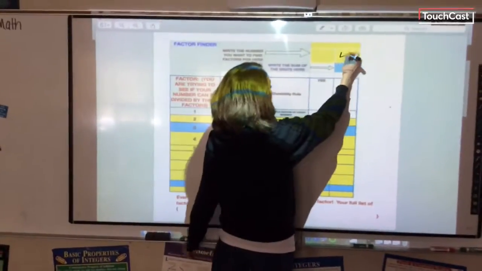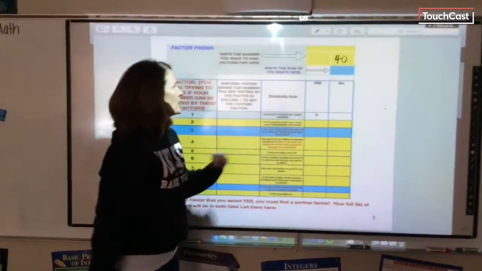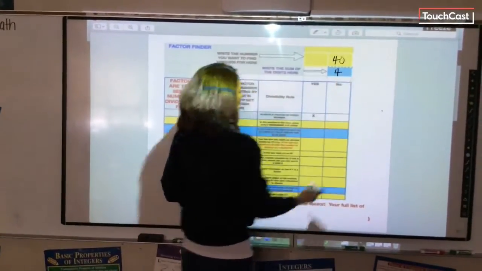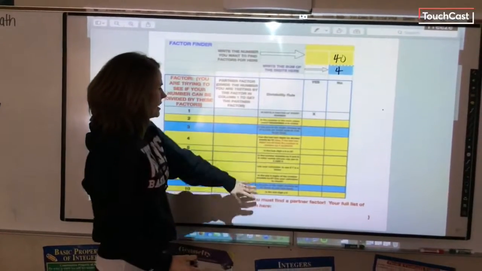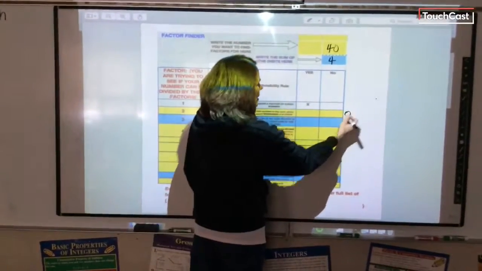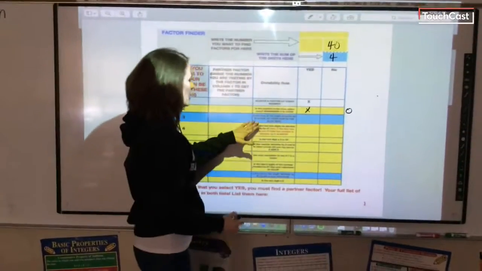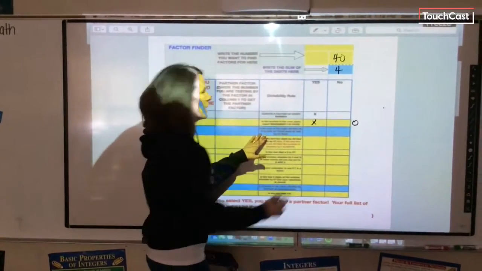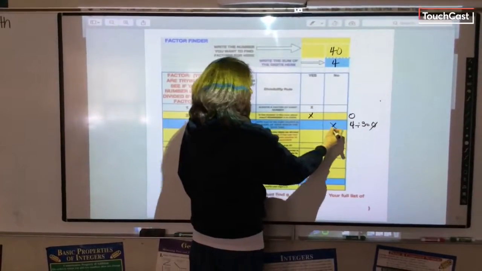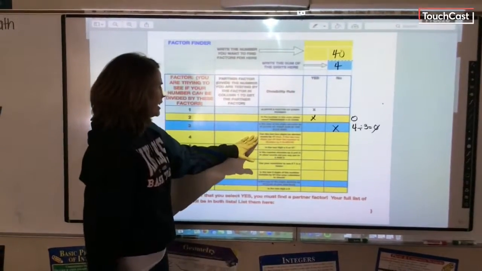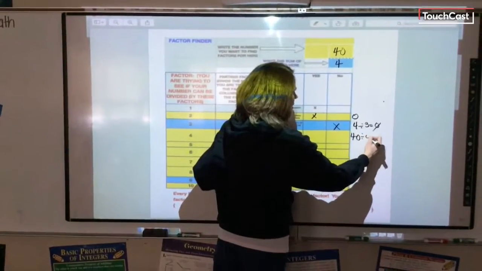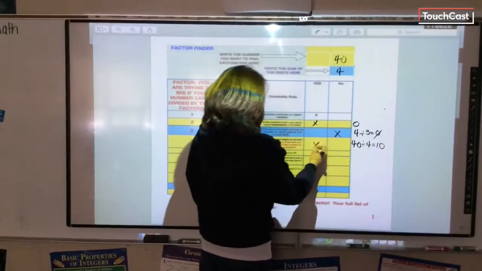So we'll put the number 40 up here for our number we're trying to find the factors for. Sum of the digits, 4 plus 0 is 4. And then we'll get right down into our divisibility rules. Is the number in the ones place even? Yes, 0 is even. Is the sum of the digits divisible by 3? No. 3 cannot go into 4 evenly. Can the last two digits be divided evenly by 4? Yes. It goes in 10 times.